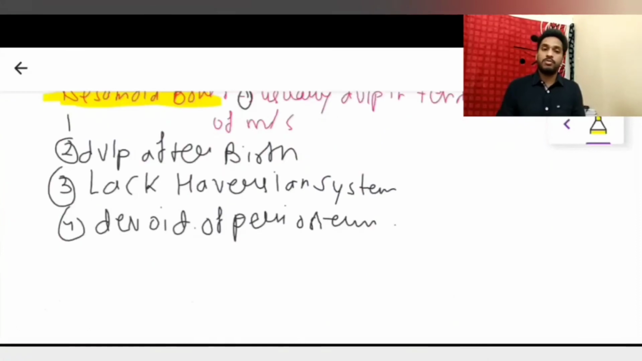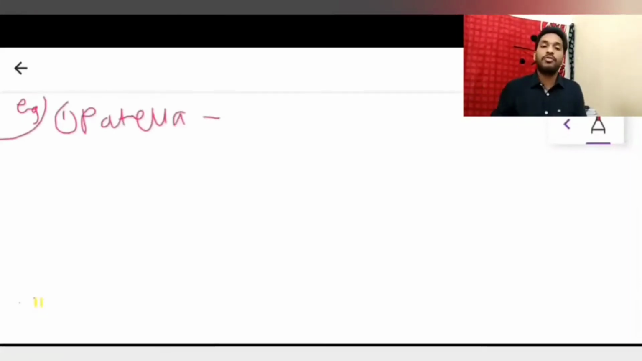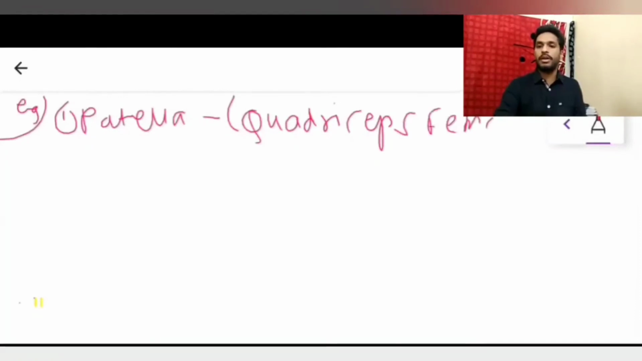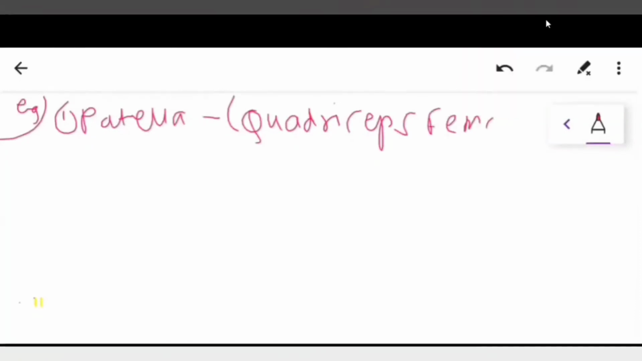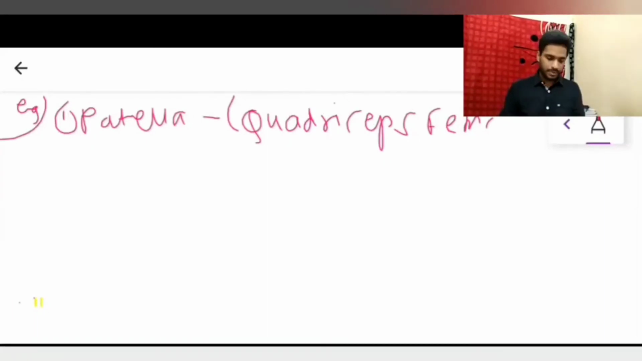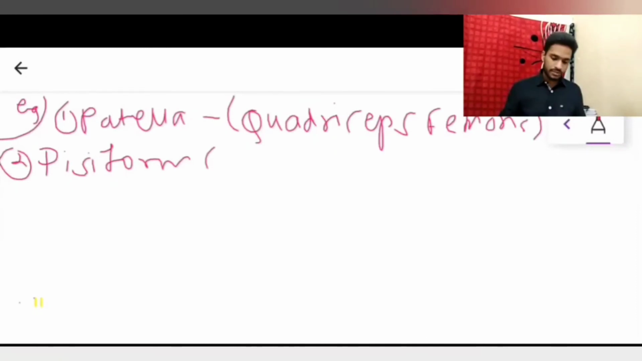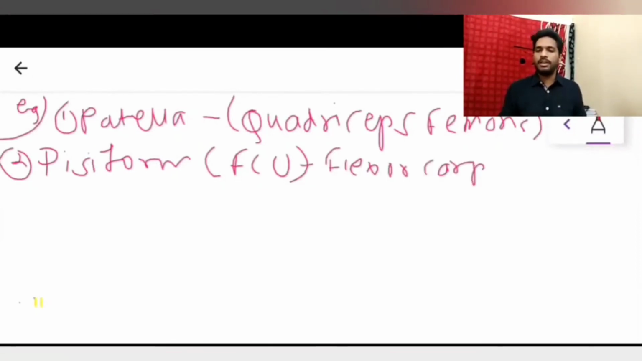Then what are the examples of sesamoid bones? So first, very common and known by everyone, is patella. From which muscle tendon is the patella formed? It is formed by quadriceps femoris. Then the next example is pisiform. The pisiform, one of the carpal bones, is formed by the FCU, that is the flexor carpi ulnaris.